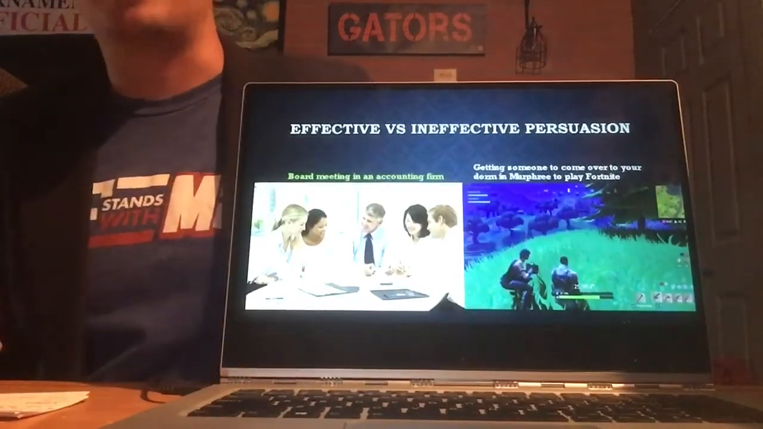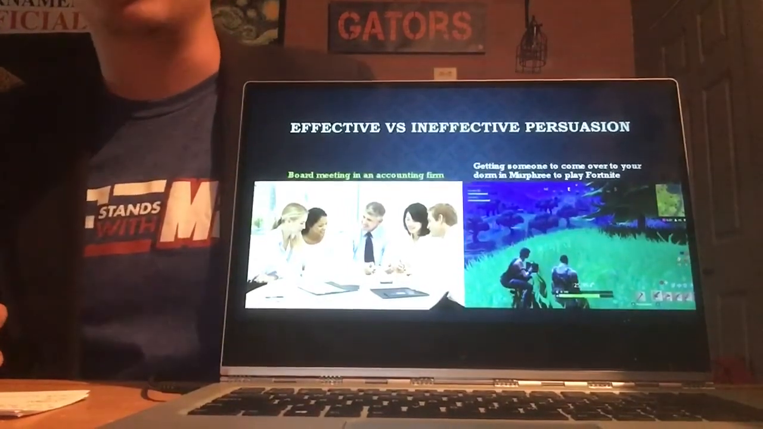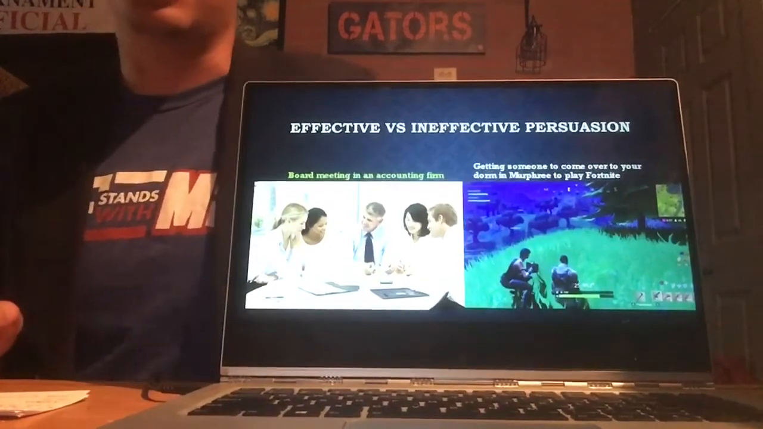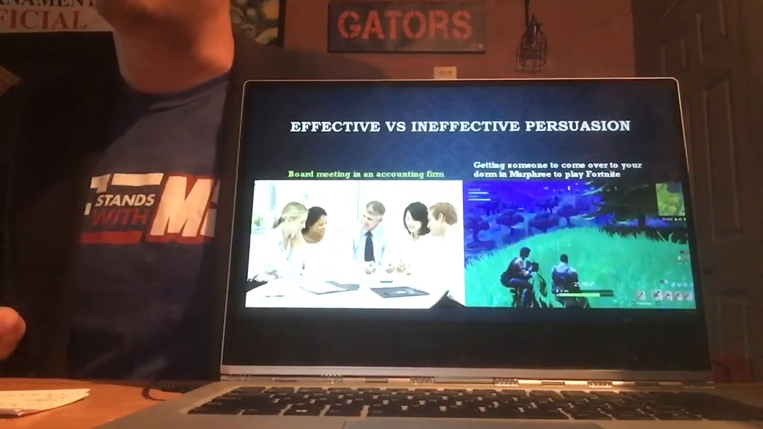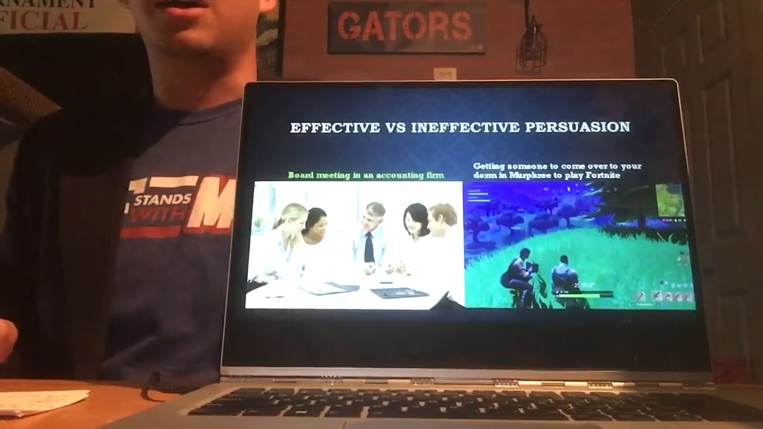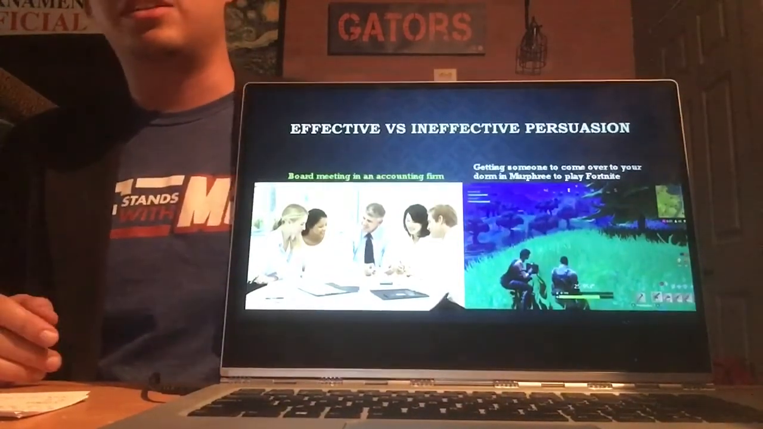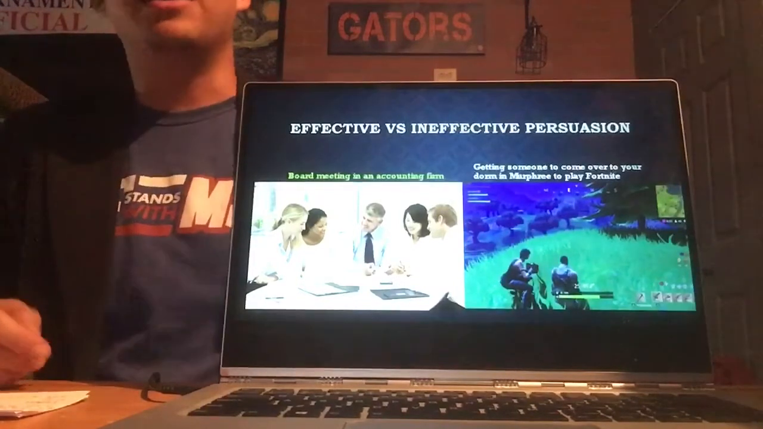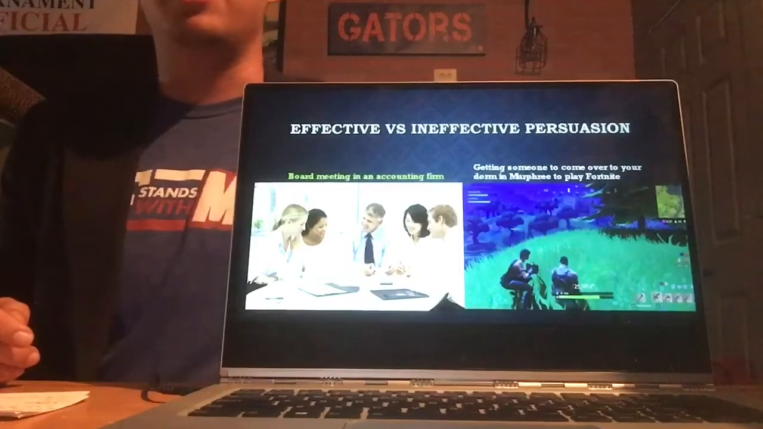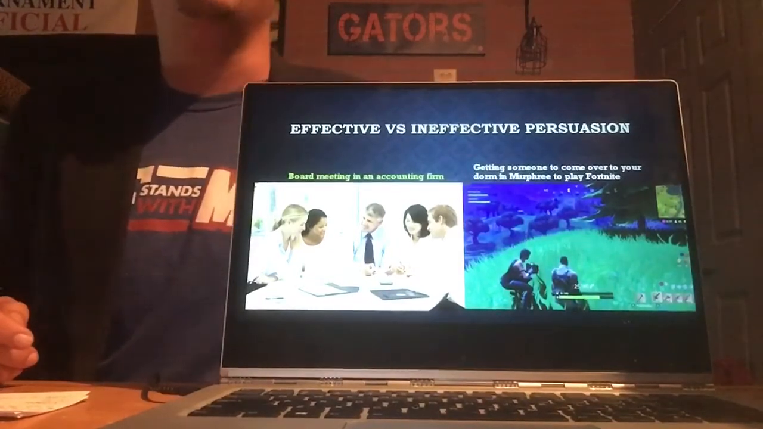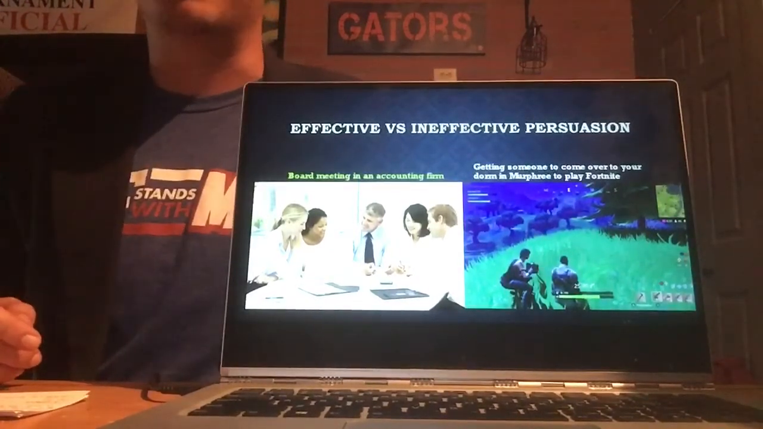Now, the ineffective method of communication I'll be portraying is attempting to get someone you're interested in over to your dorm in Murphy to play Fortnite. Now, this proposition might not seem as attractive as getting an extra vacation week off, but the same methods of persuasion can be used, and they can be used very wrong in this method.